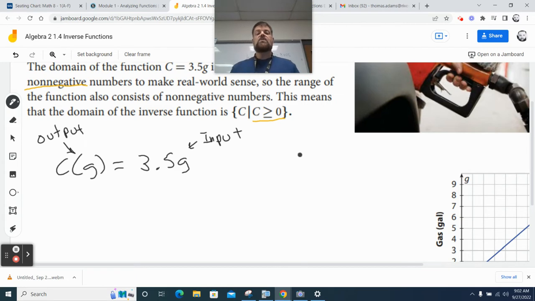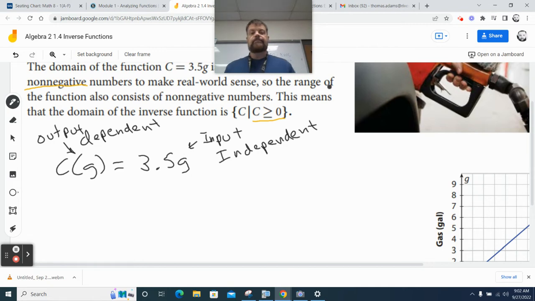So what's associated with the input? Well, that's the independent variable. It's arbitrary. That's a fancy math word that means that it could be anything that we want it to be based on the situation. That means that the output is dependent. In other words, the cost of gas depends on how many gallons I buy. This is almost always associated with the x value, and this is associated with the y values.